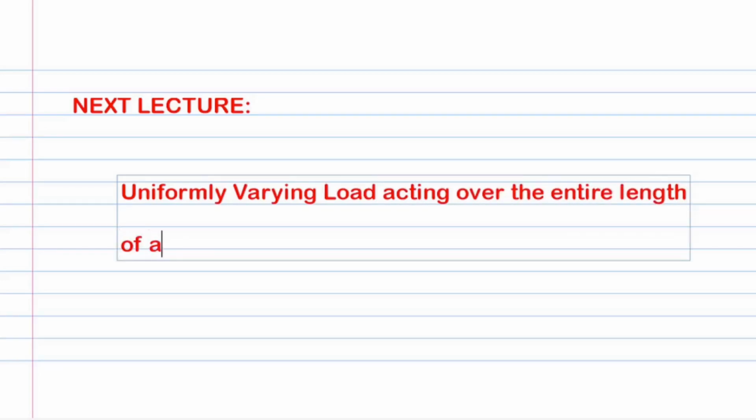In the next lecture, we shall consider the case of a uniformly varying load acting over the entire length of a cantilever beam.